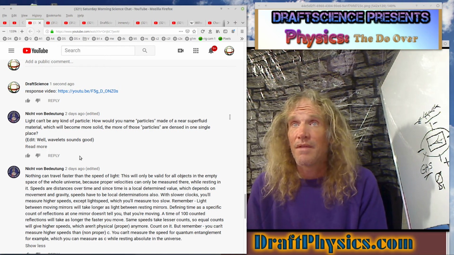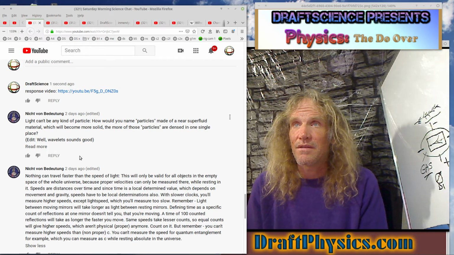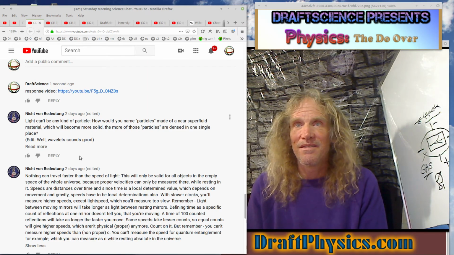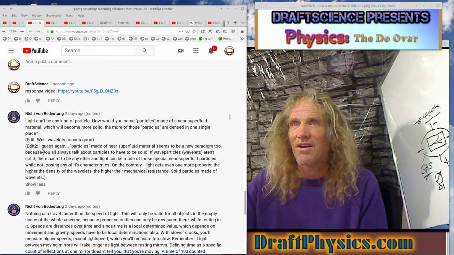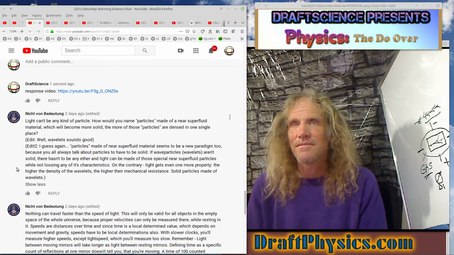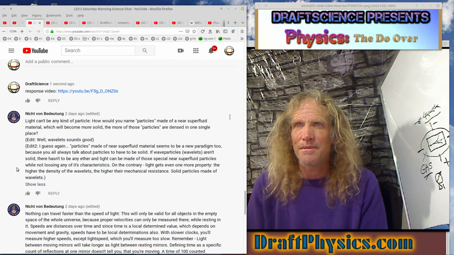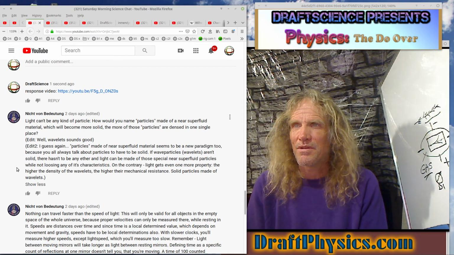Superfluid, which becomes more solid the more of these particles are densed in one single place. Edit: well, wavelets sounds good. I don't know, it sounds horrible. Edit 2: I guess again, particles made of near superfluid material seems to be a new paradigm too, because you always talk about particles having to be solid.